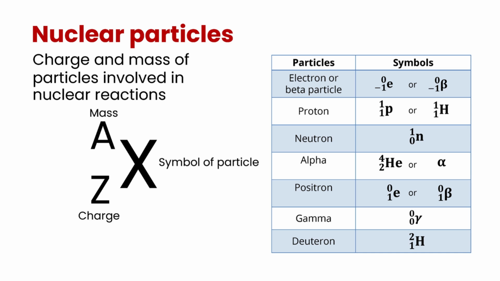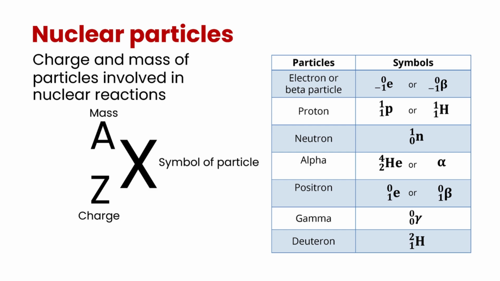Symbol e or beta. Charge is -1. Mass is essentially 0 for balancing purposes. Okay. Then the proton, symbol p, or sometimes H for hydrogen nucleus. Charge +1, mass 1. The neutron. Crucial one. Symbol n, 0 charge, mass 1. Then the alpha particle, that's actually a helium nucleus, symbol alpha or He, charge +2, mass 4.